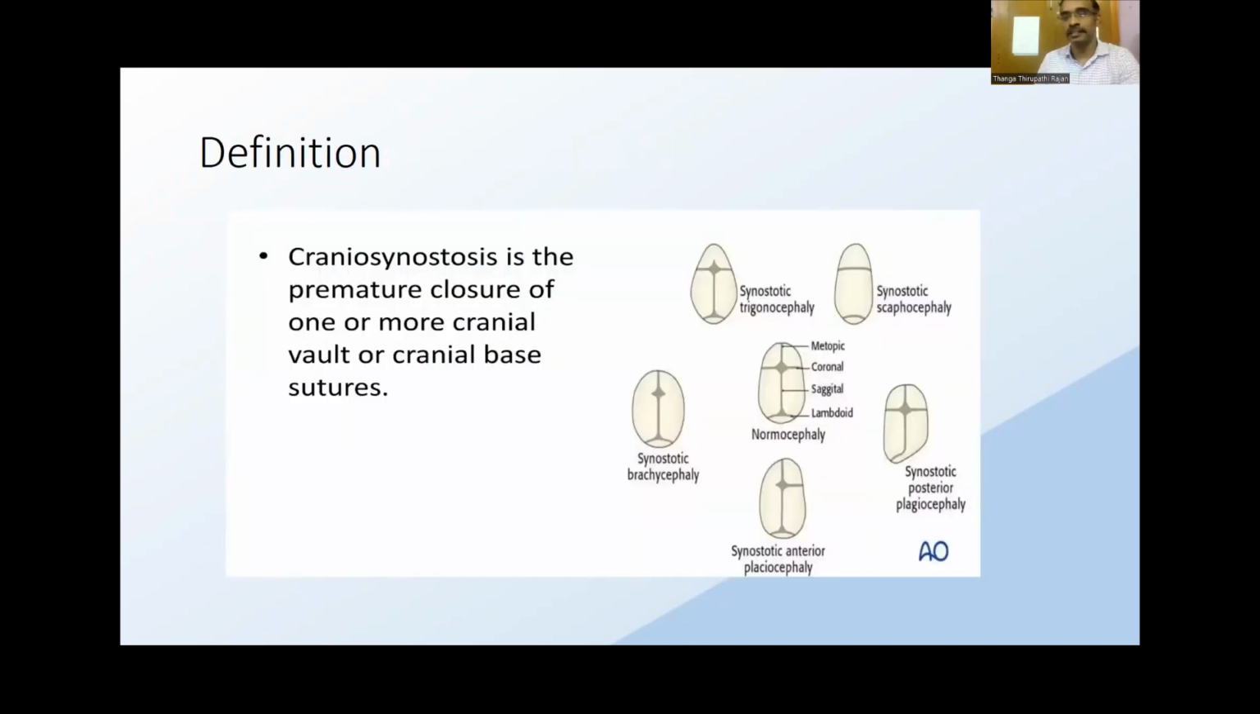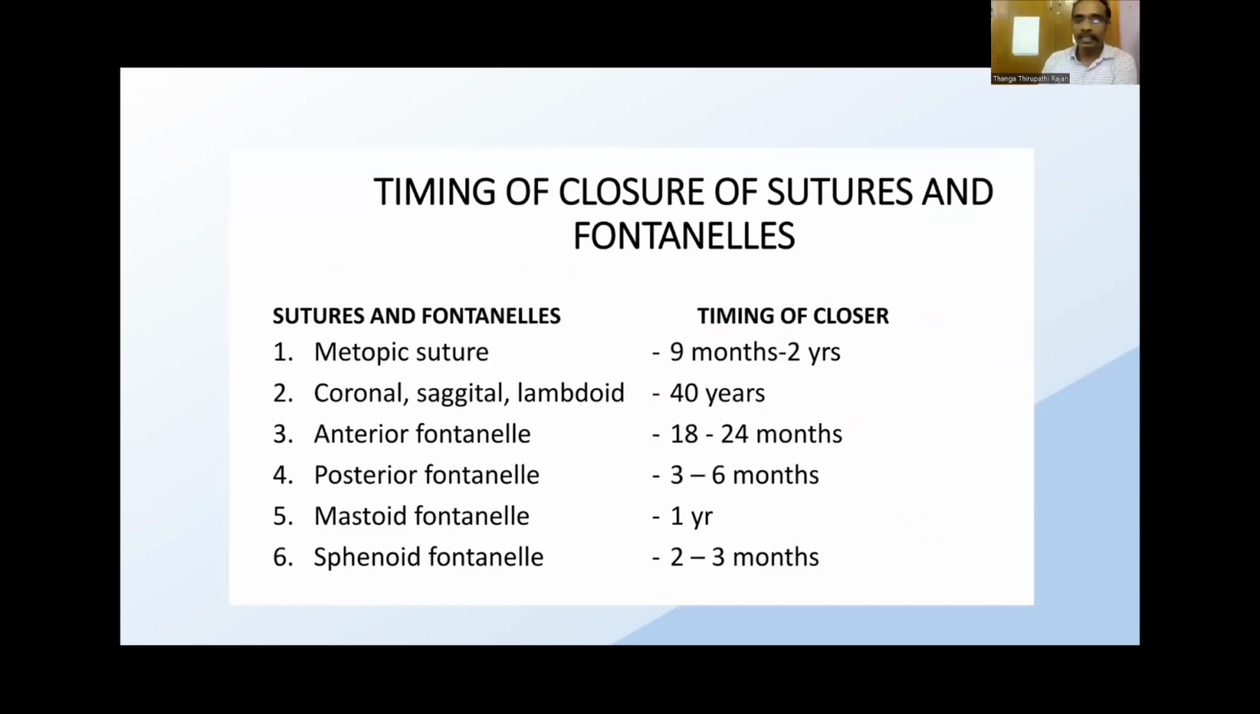So craniosynostosis, this part I'll just skip through. All of us know it's just a premature closure of one or more of the cranial sutures, and the various types of craniosynostosis. We have anterior plagiocephaly, posterior plagiocephaly, brachycephaly, scaphocephaly, trigonocephaly, and the one which I cannot pronounce, where everything is fused. I don't know whether I pronounced it correctly. So this is the normal timing of closure of all the sutures.